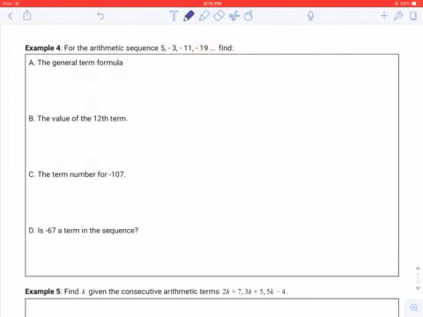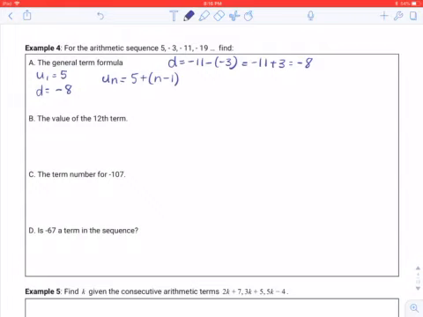Really similar, so I'm going to fly through this one. For the general term formula, I need u1, which in this case is 5, and I need d, which I can recognize as negative 11, subtract negative 3, for example, which is negative 11 plus 3, negative 8. So I'm going down by 8 each time, so my common difference is negative 8. And the general term formula is going to be un equals u1, 5, plus n minus 1 times d, which is negative 8.